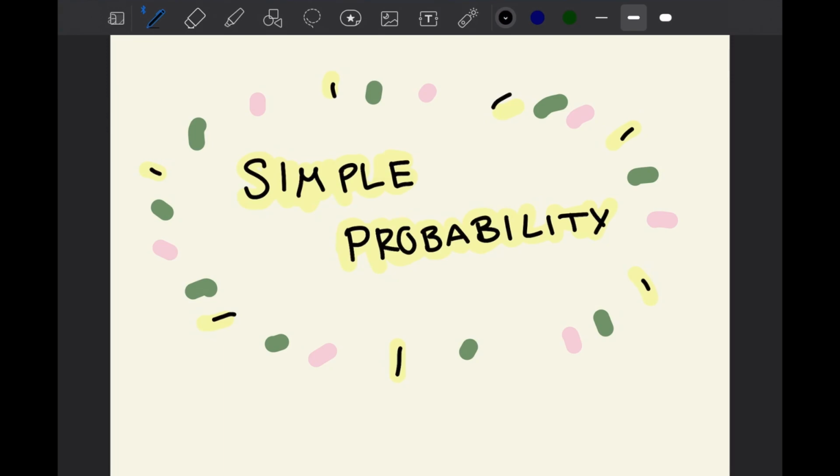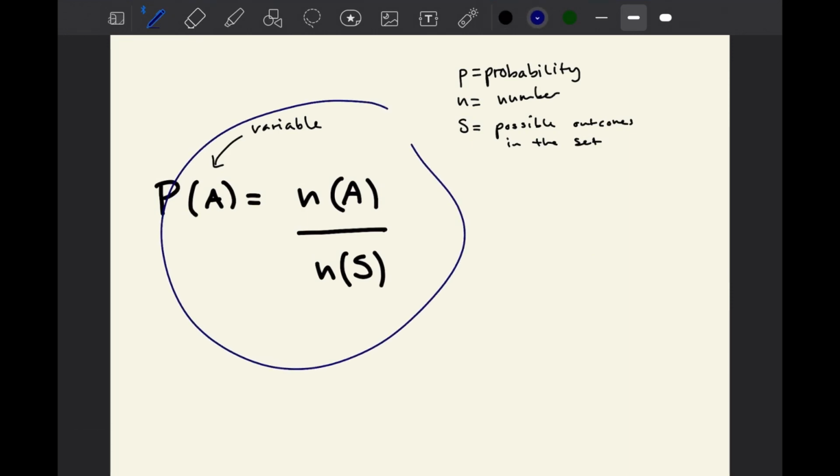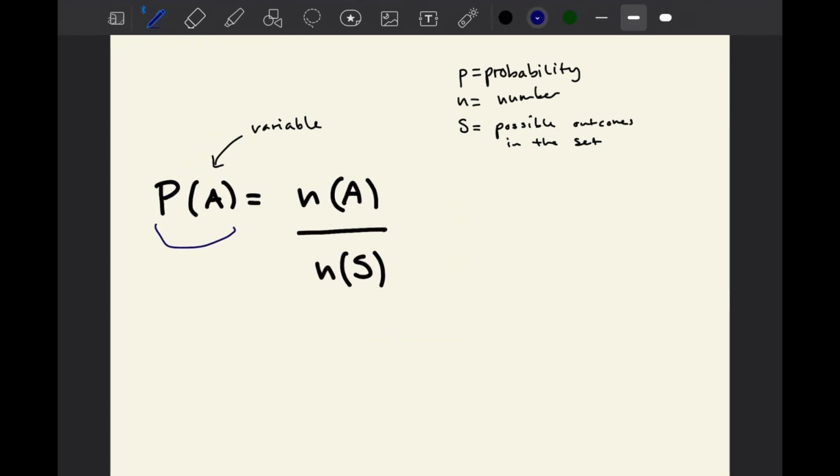Basically, simple probability is just when you have a specific outcome, and in order to get the probability, you divide it by all possible outcomes. So, as you can see over here, this is the formula. This is the probability of the variable A, and it would equal n(A), where n means the number of A's, out of the number of possible outcomes.